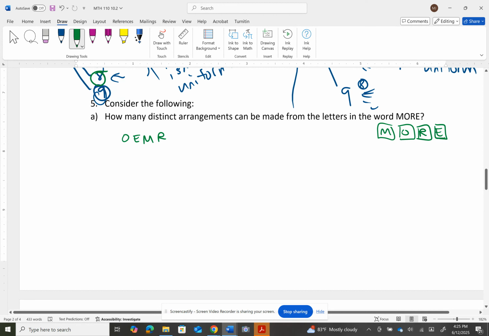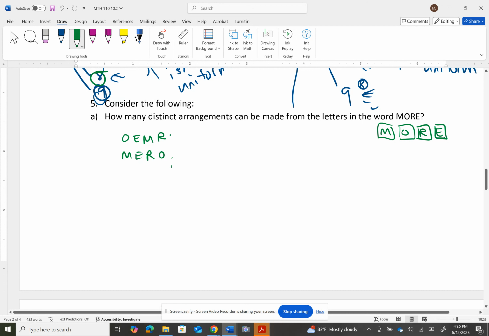And that would be a different arrangement than if I reached in and pulled out an M first, and then I got an E, and then I got an R, and then I got an O. So the question is, those are just two possibilities. How many would I really wind up with? Okay. So again, a tree diagram could help us with this.